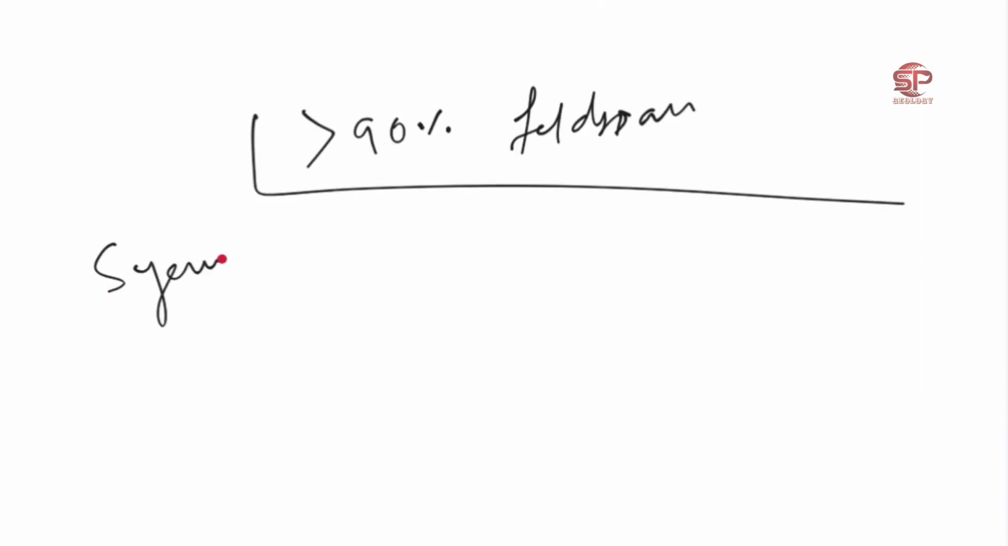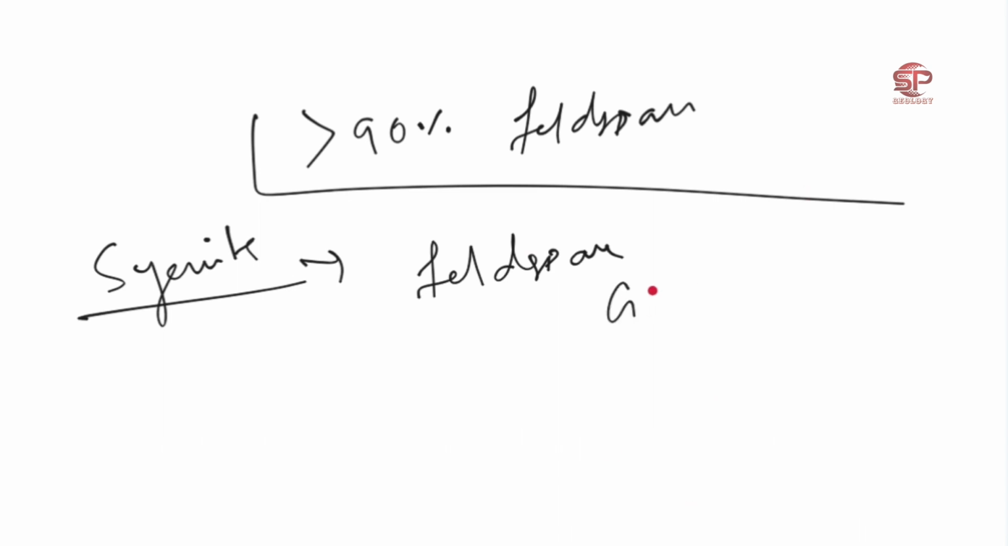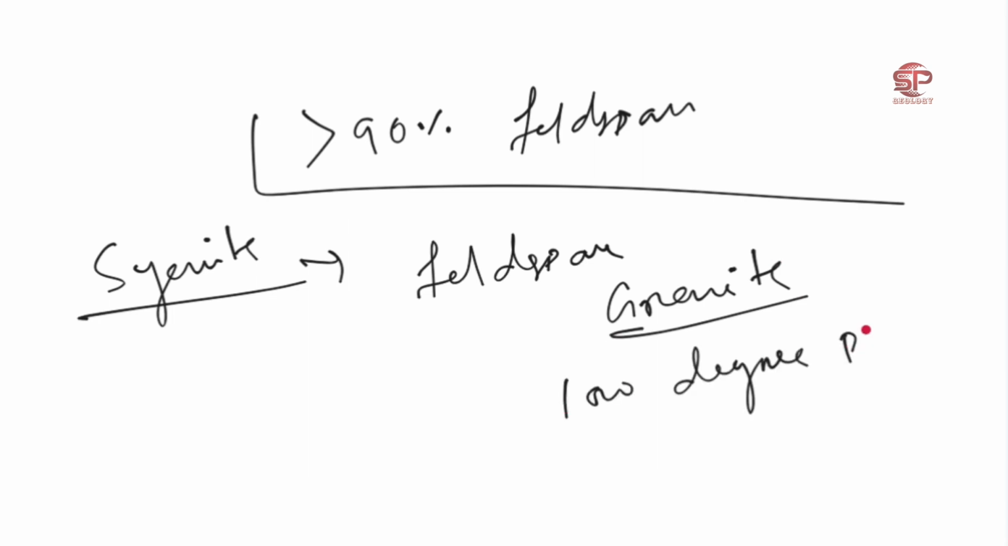For syenitic magma, such a high amount of feldspar cannot be obtained from primitive magma like peridotitic magma or basaltic magma, or directly from the mantle, lherzolitic mantle or garnet harzburgitic mantle. So you cannot get this type of enrichment in feldspars. So for this process, actually, already formed granites undergo partial melting, a very low degree of partial melting.